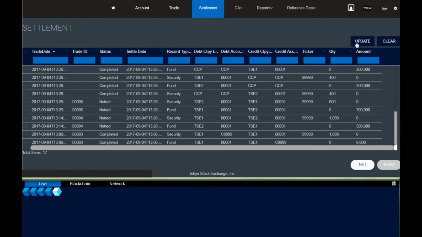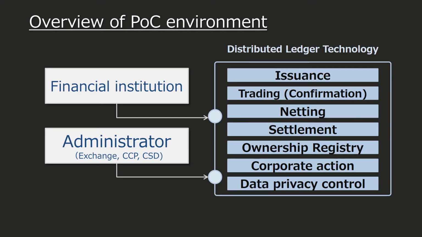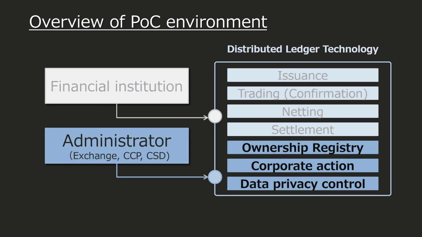Normally, blockchain settles every transaction almost real time, but in the securities market, there is a mechanism called netting settlement. Through our POC, we confirm that we can implement this function. Finally, I will explain the functions of balance management and corporate action. This function can be used only by the administrator.